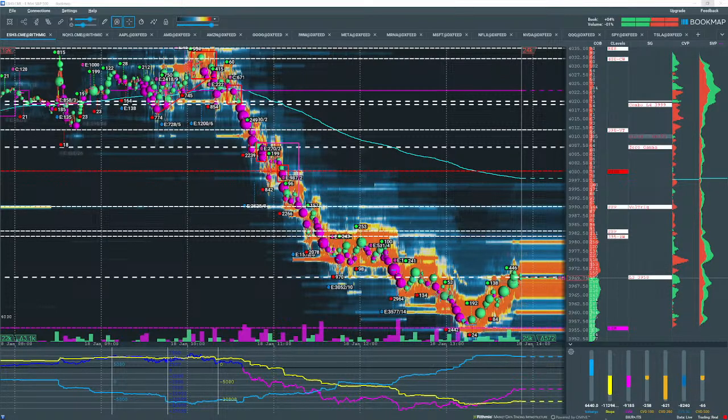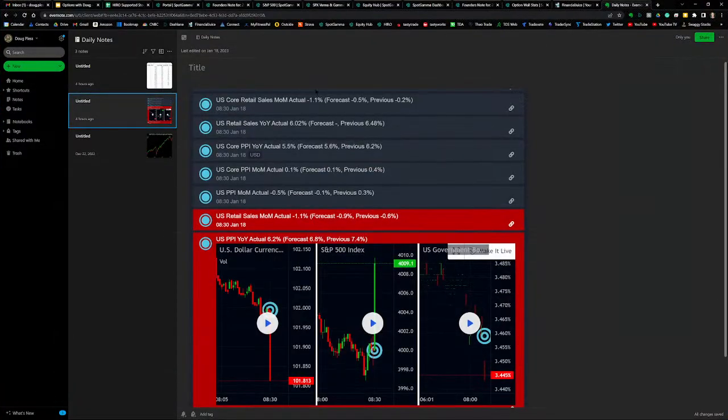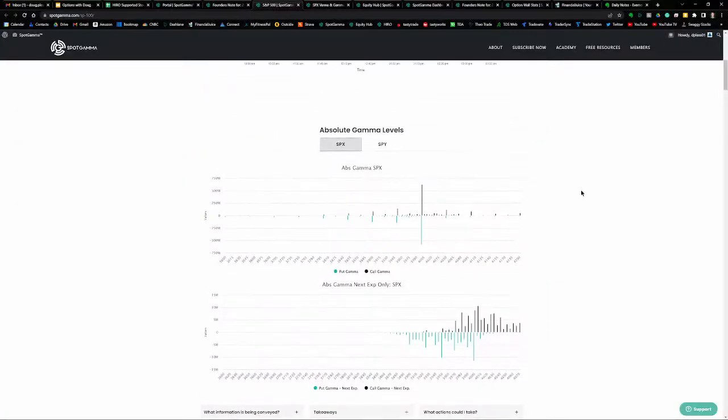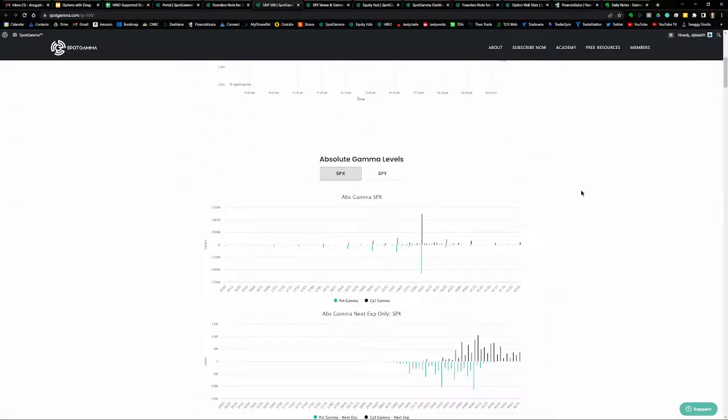So let's go take a look at the S&P 500 charts. And again, remember, we're still on our position analysis. So these are the absolute gamma levels. This is for SPX. And notice the significant amount of call gamma and put gamma at the 4,000 level, and that is still the absolute gamma strike.